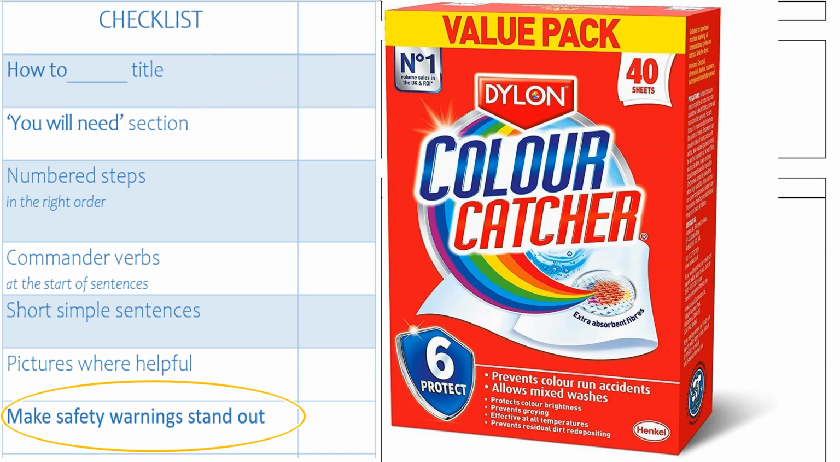Before we write the instructions, think. Are there any dangerous steps? Is there anywhere things could go badly wrong? And how can we prevent this? For example, if you were washing coloured clothes in the washing machine, the dye could turn your football shorts pink. Put in a colour catcher sheet to stop this. Safety tips must be written in your instructions in a way that stands out.